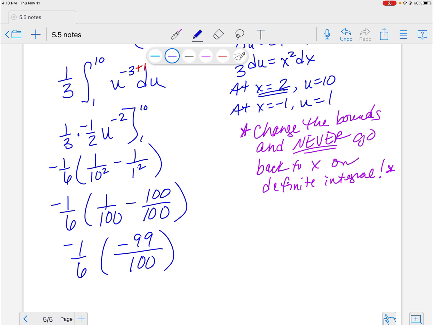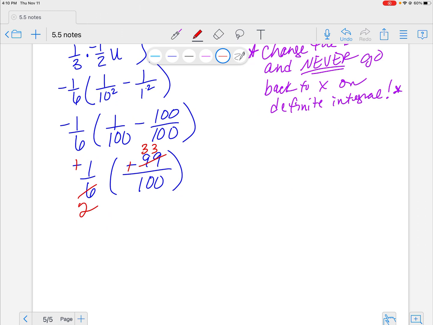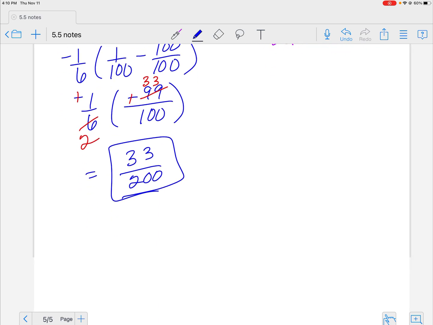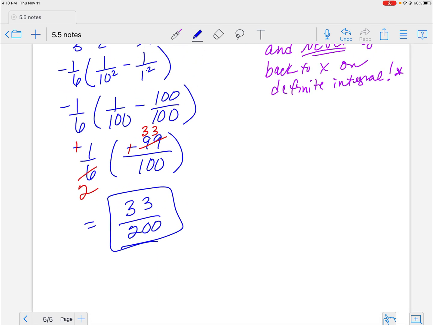We can simplify that a little bit, can't we? 6 divided by 3 is a 2. 99 divided by 3 is a 33. A negative times a negative is a positive. So we're ending up here with 33 over 200. Yes, I do expect you to be able to do that kind of math because it's not hard. All right. Moral of the story, definite integrals. Keep moving forward. Nope, there's not enough room on there.